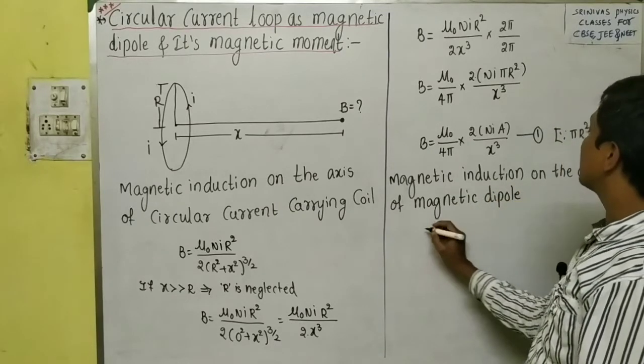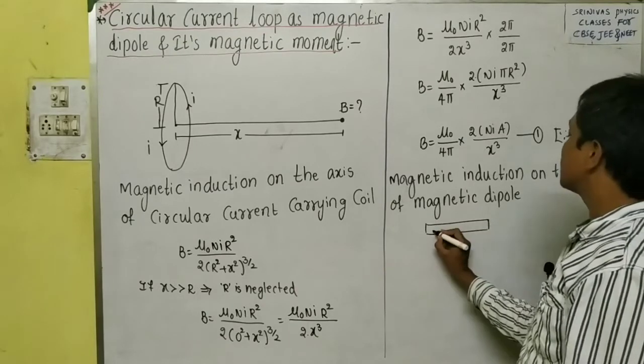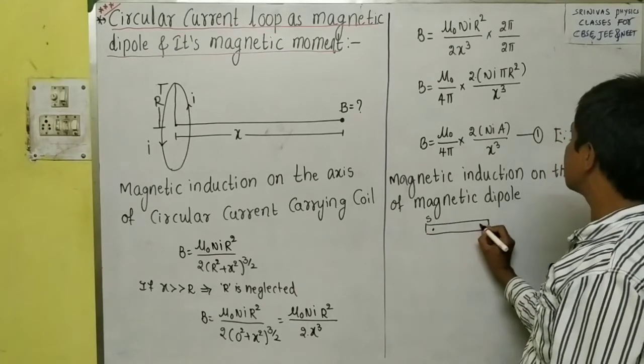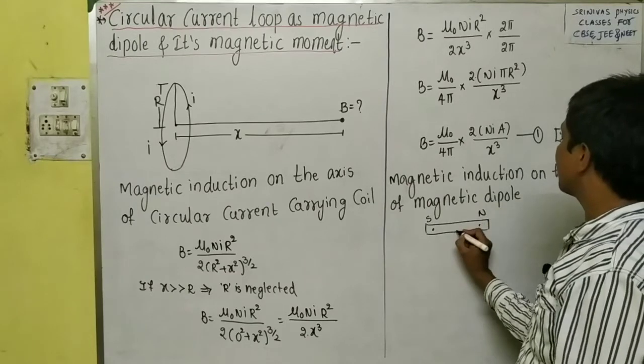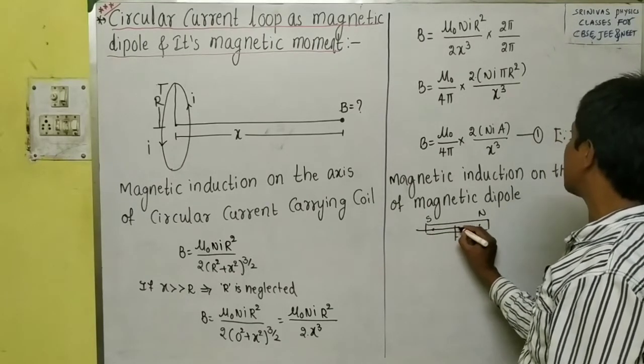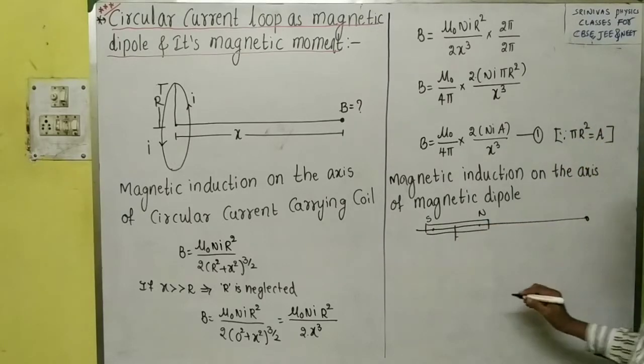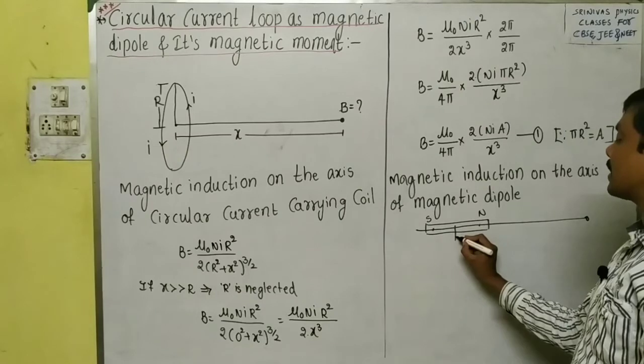Okay, and what is this? This is a magnetic dipole. This is the south pole and this is the north pole. And now from the center, this is the line passing through the two poles. This is called the axial line or axis of the magnet.